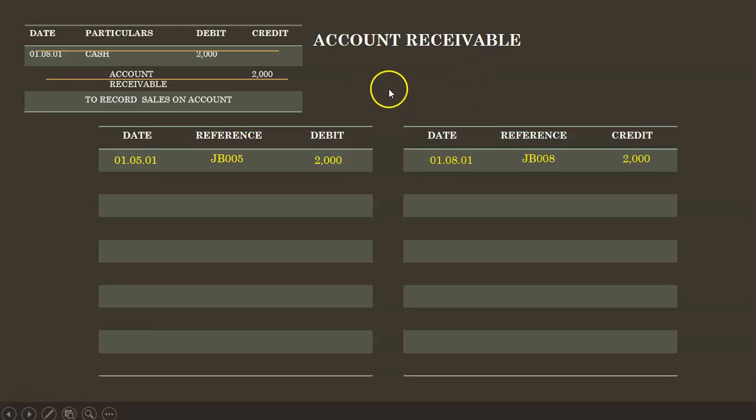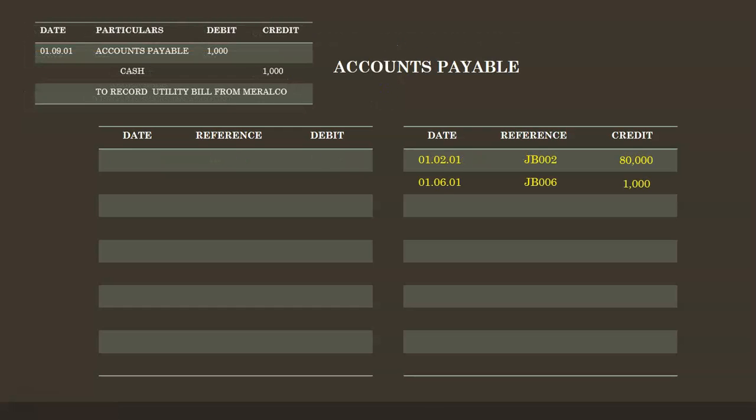Okay. So, transaction number 9. We have here debit accounts payable. Let us post it. Let us transfer it here. So, journal book entry number 9, 1,000. Cross out because it is done.